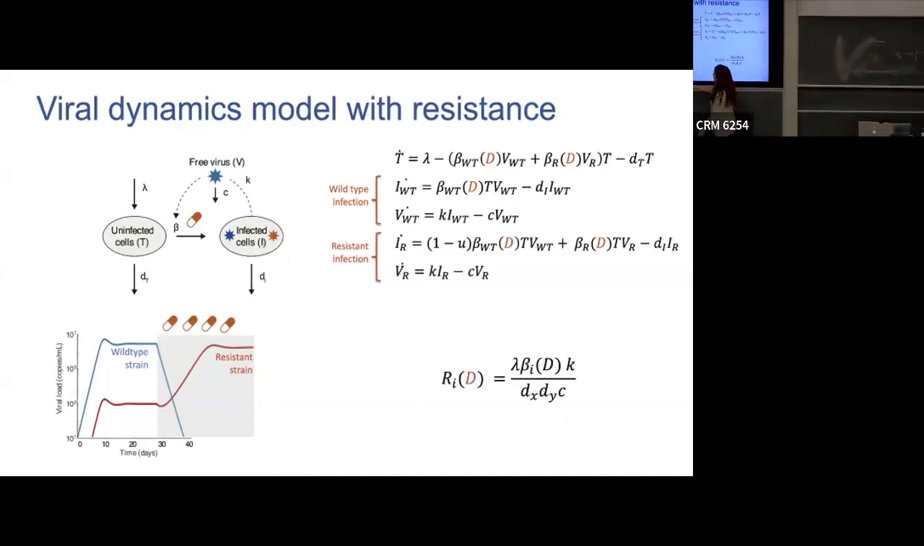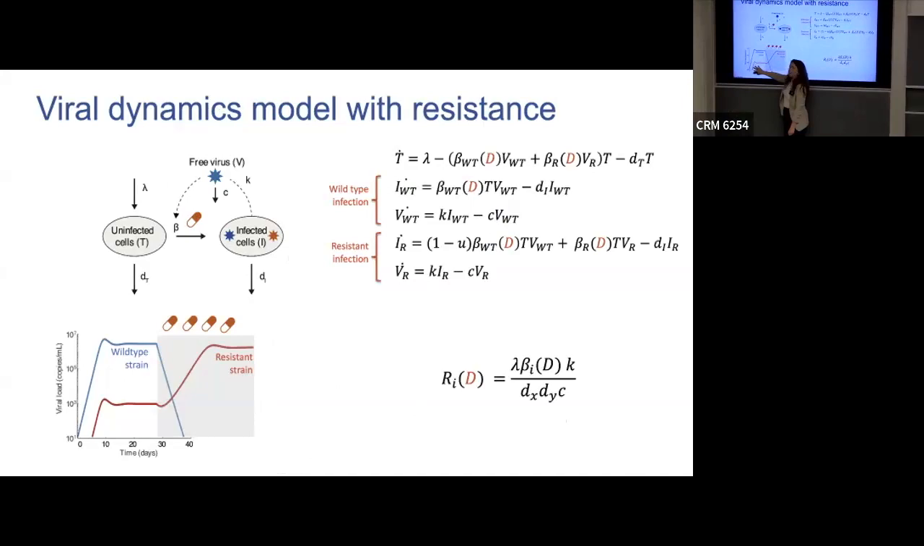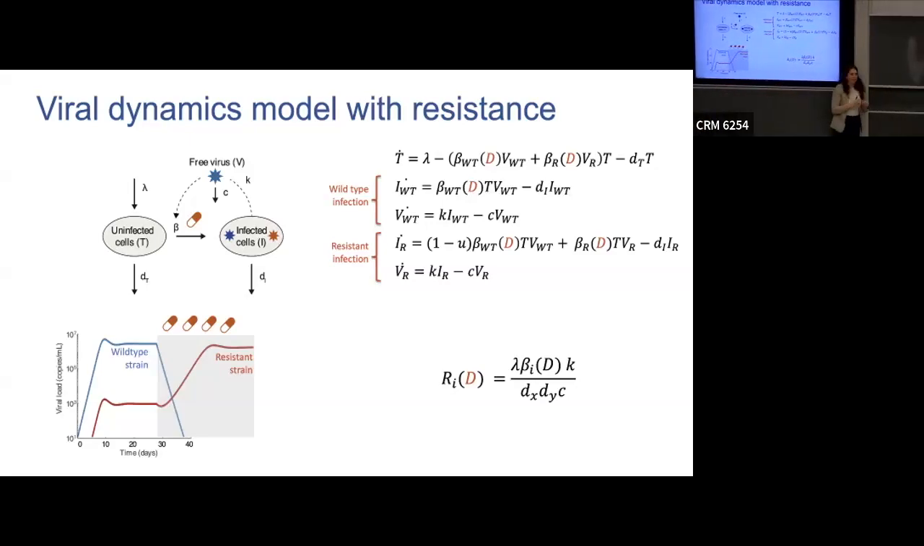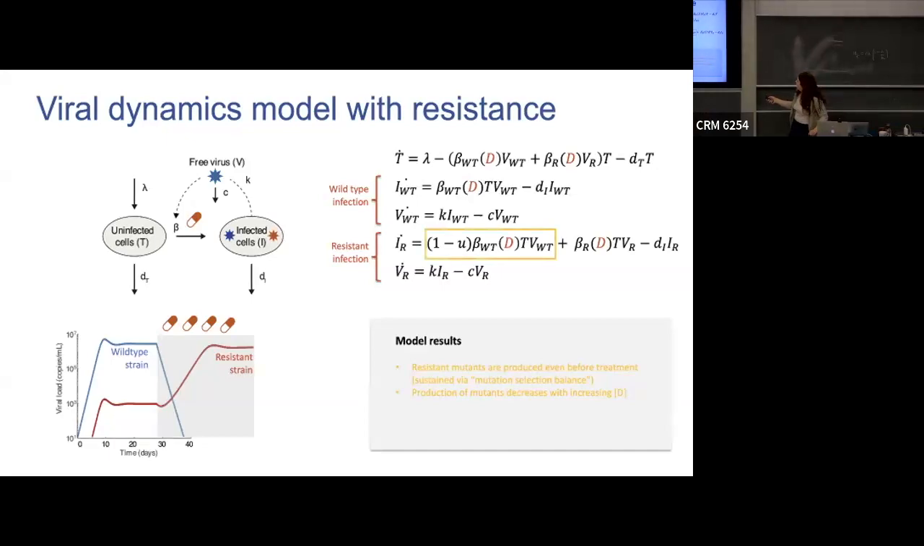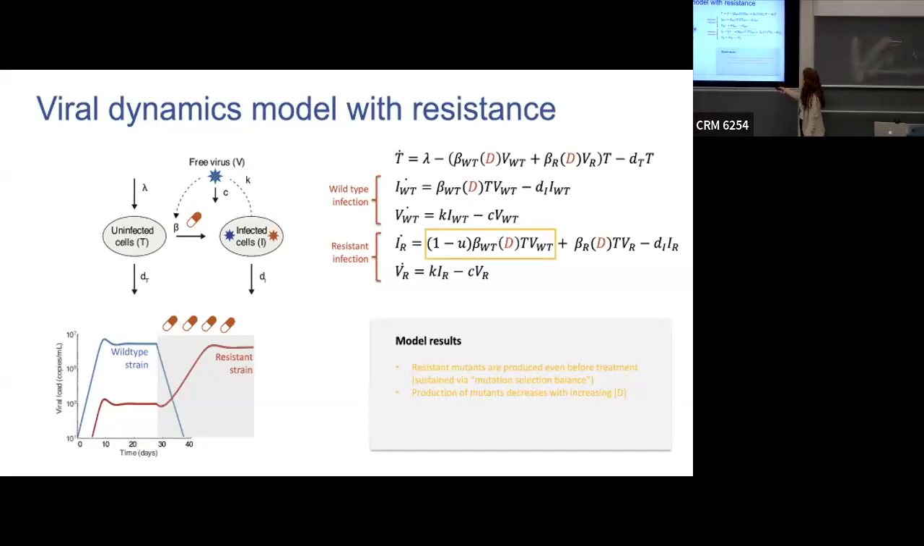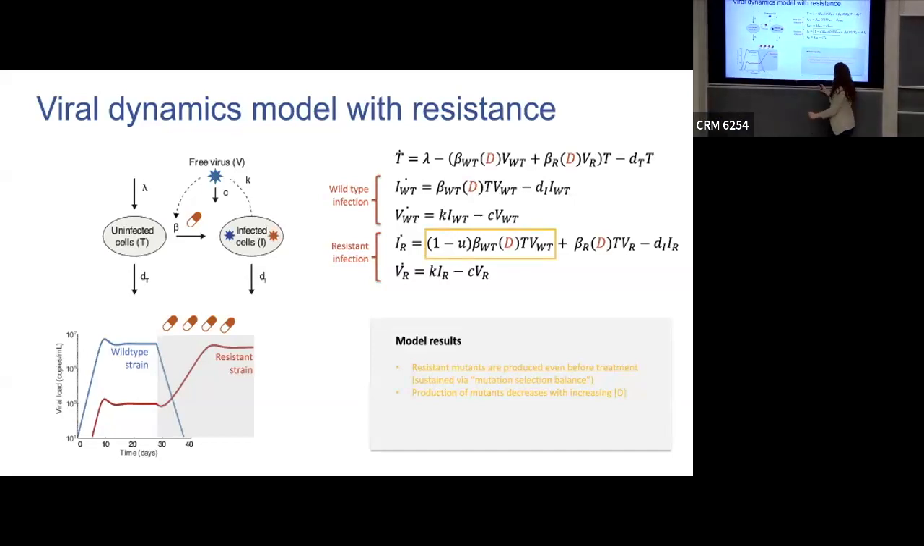So if any resistant mutations exist, they're at very low levels. They're produced by mutation, but they're selected against. But once you start therapy, resistant strains can have a large advantage and take over. So they're produced before treatment and maintained at low levels. When you start the treatment, you decrease the production of mutants. You can kind of see that right here.